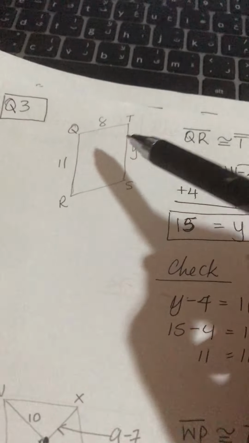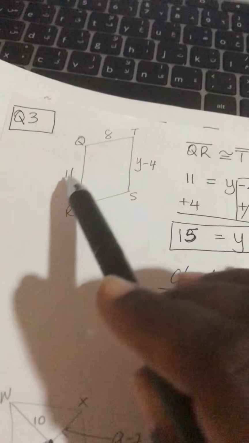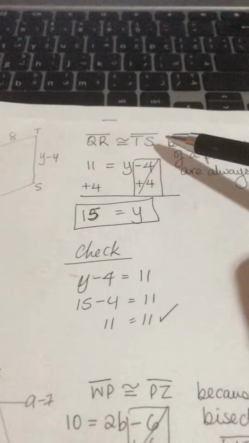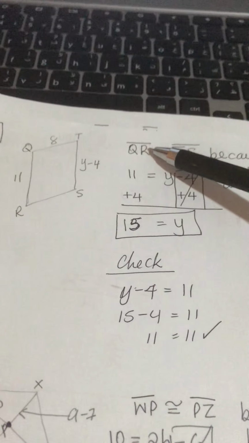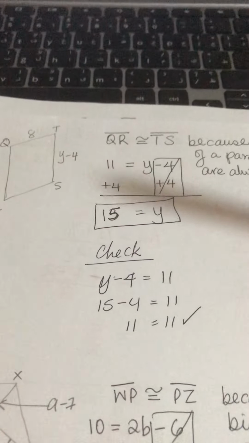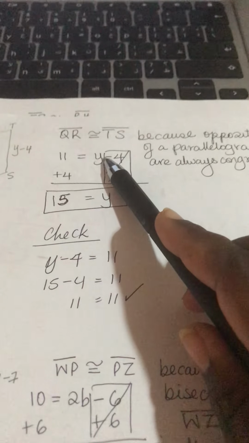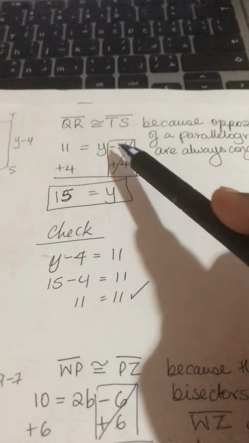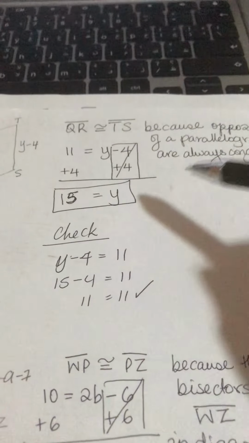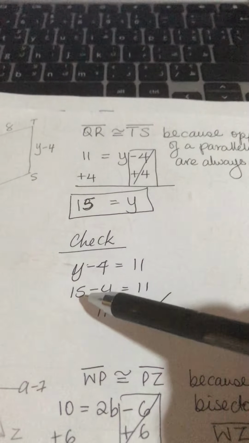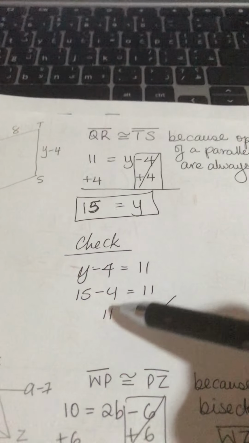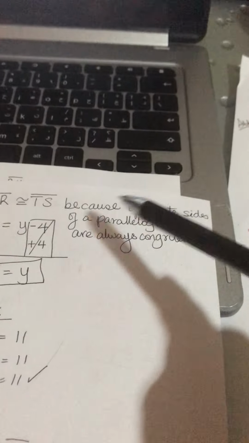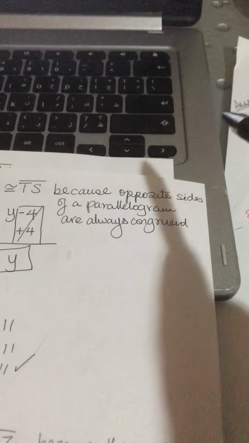Example 3. We know opposite sides are congruent. So I wrote QR is equal to TS. Then I substituted QR with 11, TS with y minus 4. And then this is negative. Opposite of negative is add. Additive inverse becomes 0. I added on both sides. And y is that. Then I checked and I found that, yes, 15 minus 4 is 11, which is the same. And here is my paragraph proof. I always tell you, write, explain. This is your proof, how you know.